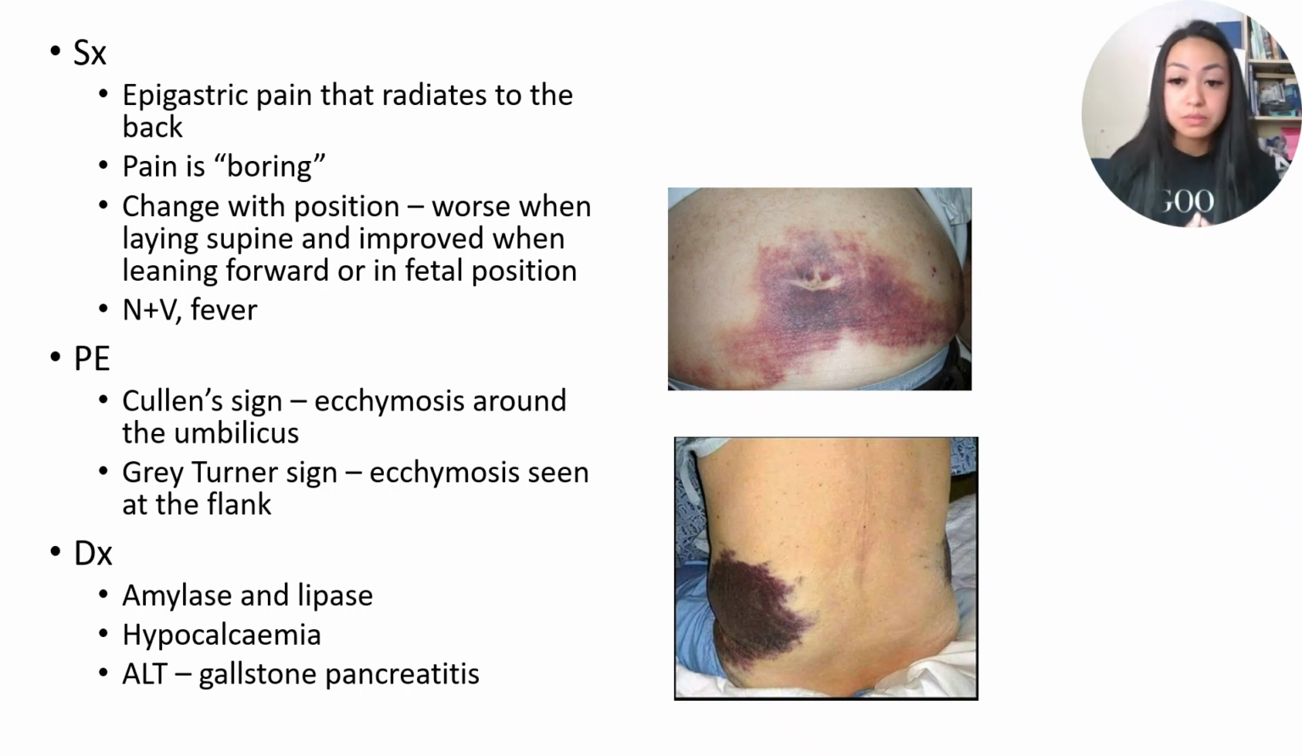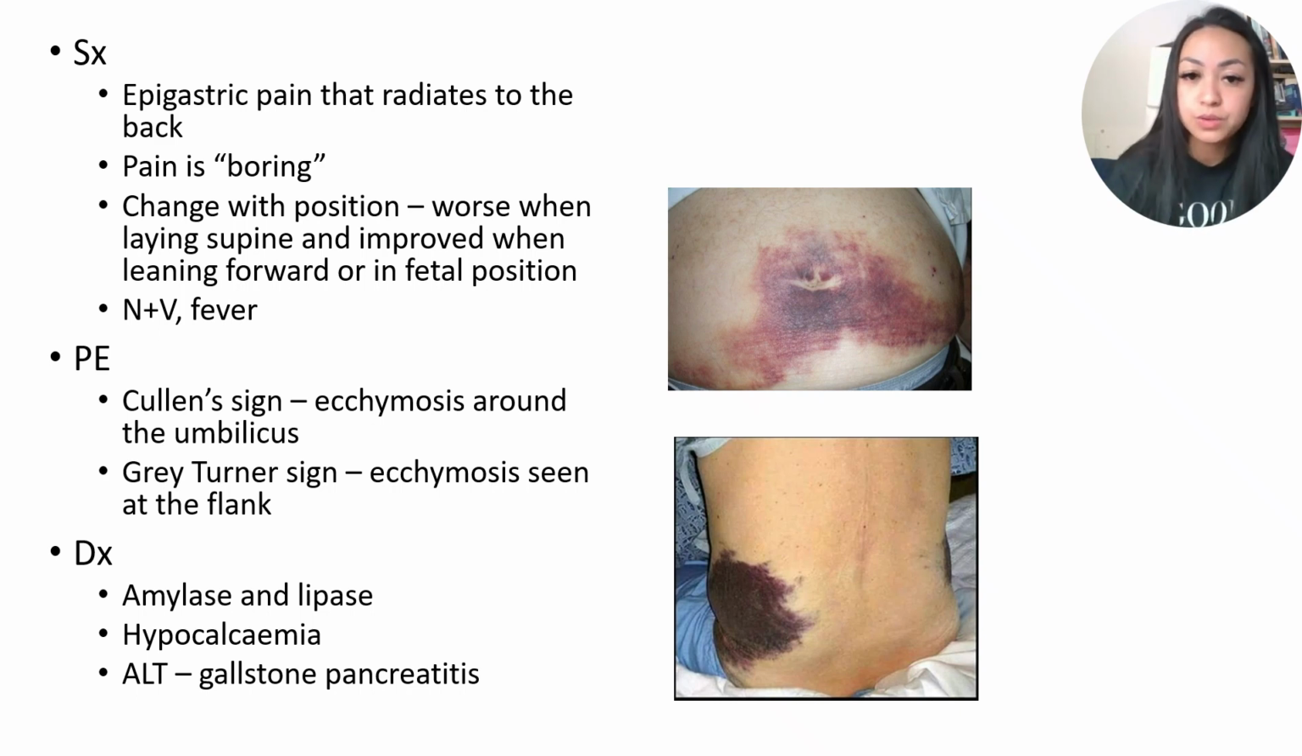So again, symptoms of acute pancreatitis include epigastric pain that radiates to the back. Pain is described as boring, deep, sharp, stabbing kind of pain, okay, radiates to the back. And it changes with position, worse when laying down and better when sitting and leaning forwards or in a fetal position. Nausea and vomiting and fever typically occur in acute pancreatitis as well.